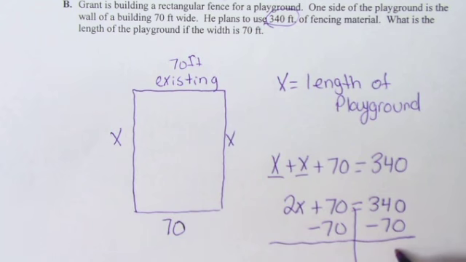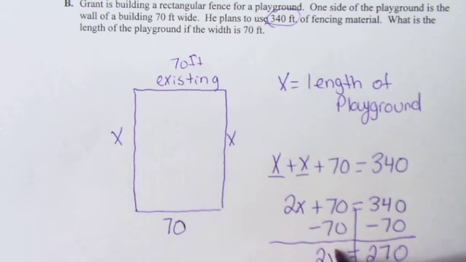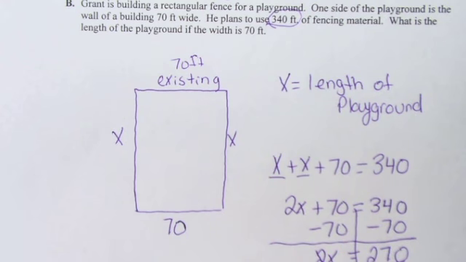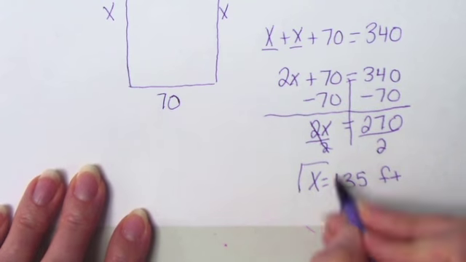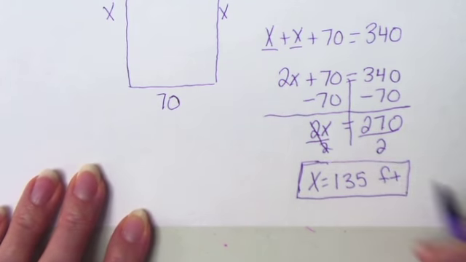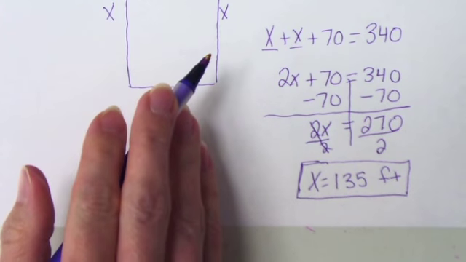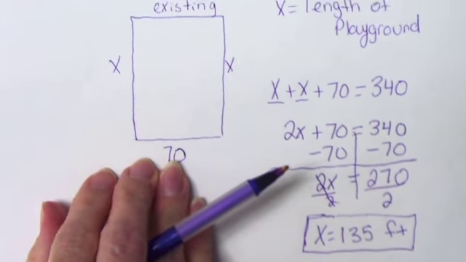All right, so that gives us 270 equals 2x. Then we divide both sides by 2. That's going to get us x equals 135 feet. Oops, I'm off the camera view here. So we have x equals 135 feet, and that will give us our required 340 feet of fencing.